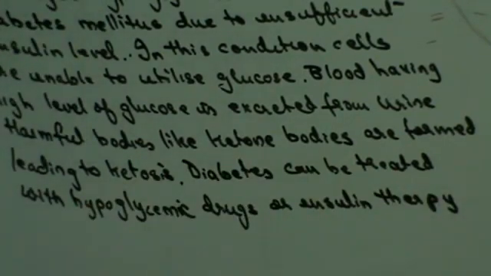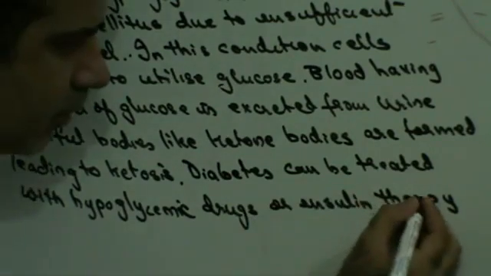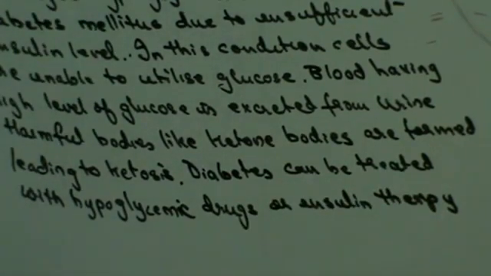Either I decrease the level of glucagon in the blood, or I increase the level of insulin in the blood. Right? Now this was about the alpha and the beta cells.